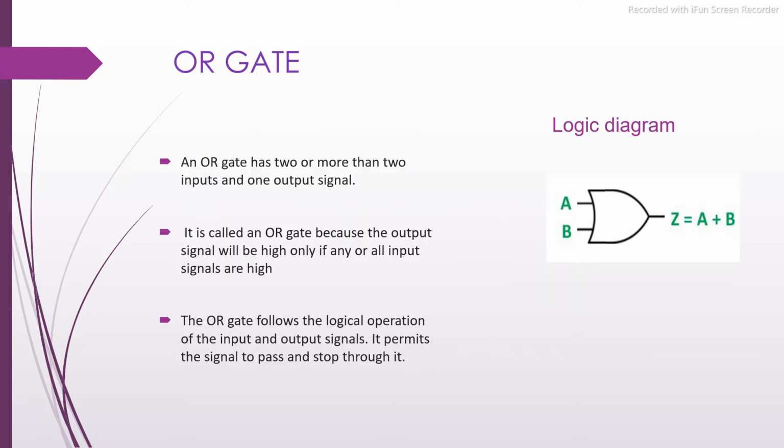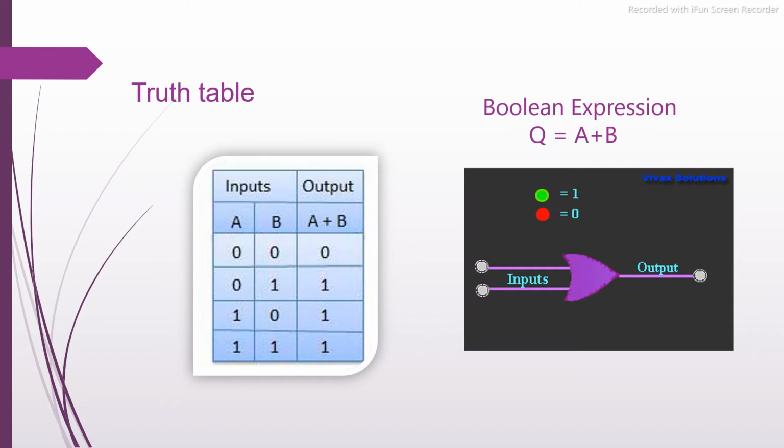OR gate. An OR gate has two or more than two inputs and one output. The OR gate follows the logical operation of the input and output signals. This is the logic diagram of an OR gate. The truth table of an OR gate has two inputs and one output. When both the inputs are 0, the output will be 0. The Boolean expression of an OR gate is Q is equal to A plus B. Likewise, here also I attached the animation file of the OR gate with the values representing in the truth table.